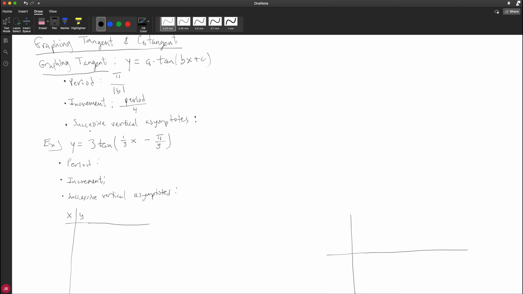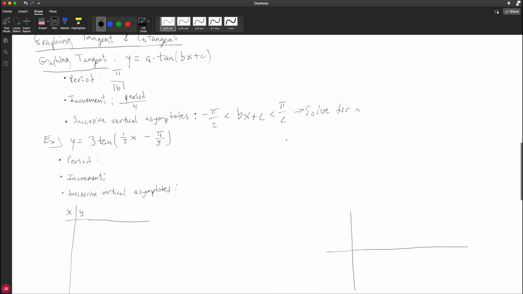So what we find instead is successive vertical asymptotes. And for the tangent, you have successive vertical asymptotes between minus pi over 2 and pi over 2. And what you put in the middle here is the inside part of the tangent. So you'll always start with this, and then you will solve this for x. If you haven't worked with solving multiple inequalities like this, we'll do that when we work our examples here, and we'll see how it works.